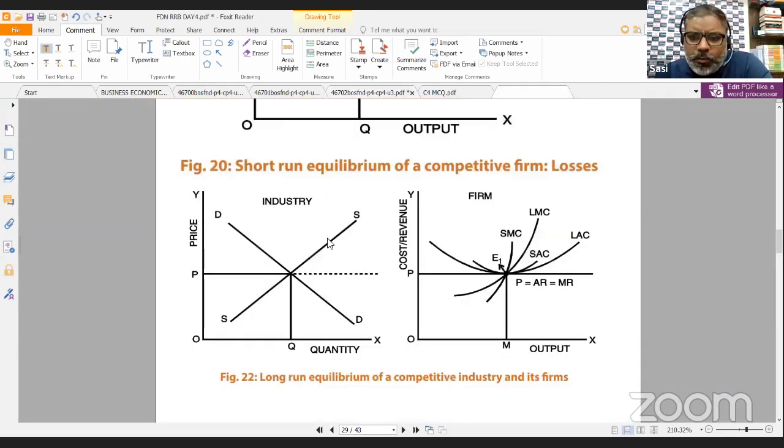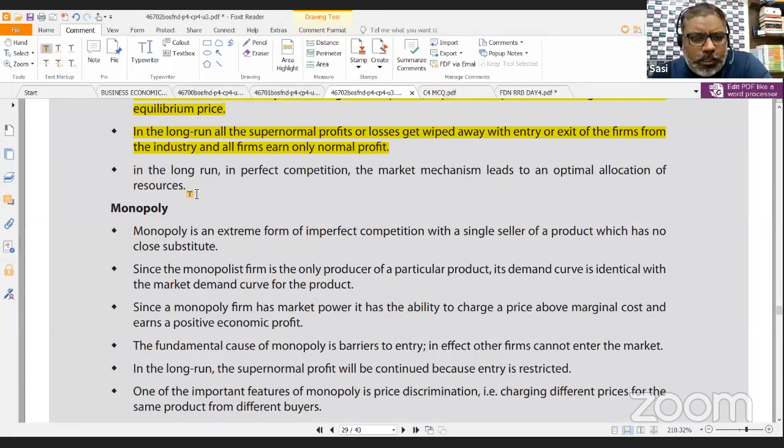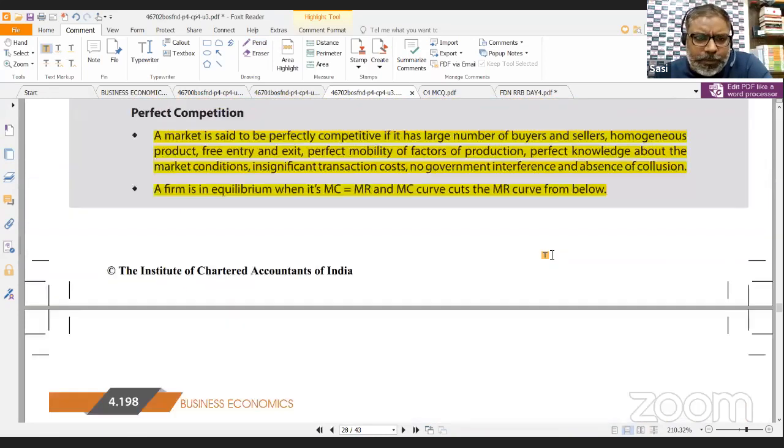That is what is shown here. What happens here in the long run? Everything will be just touching the average revenue and marginal revenue, nothing will go below. So the long run average cost curve is tangential to the average revenue curve in the long run, which means all the firms will be able to make only normal profits, not supernormal profits. That is the point. And in the long run, in perfect competition, the market mechanism leads to an optimal allocation of resources. Naturally, that happens in any market for that matter; in perfect competition, definitely it happens. It is a generic statement. So these are the various aspects related to perfect competition.